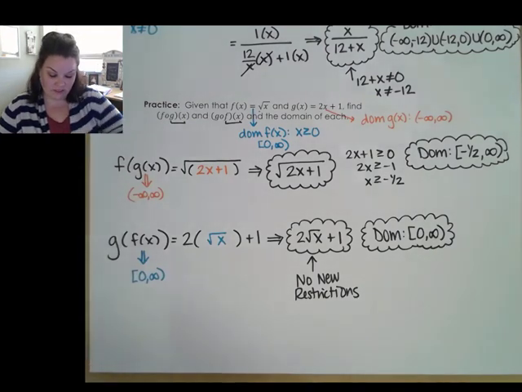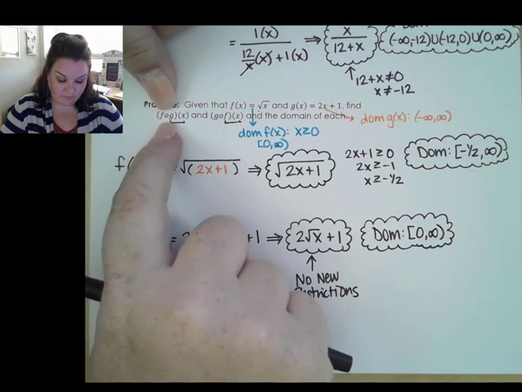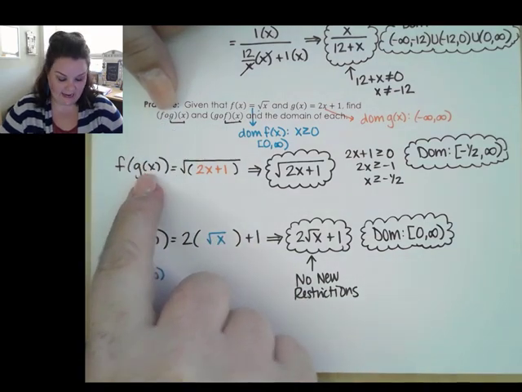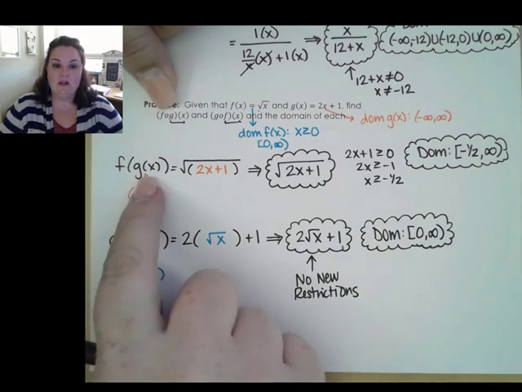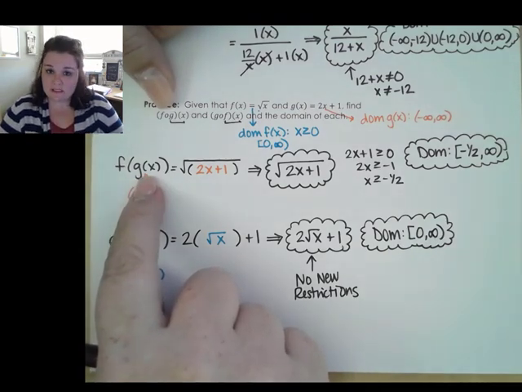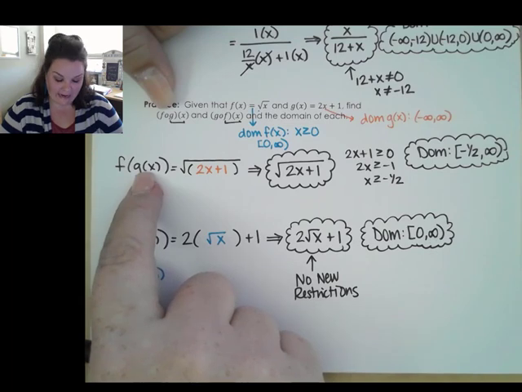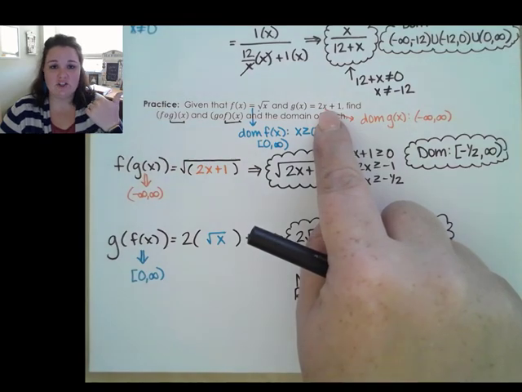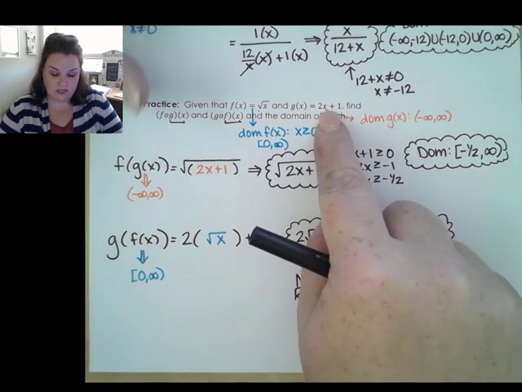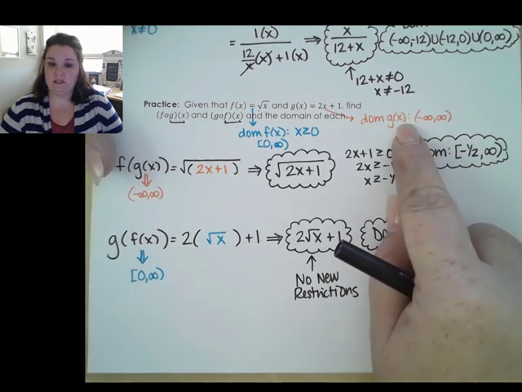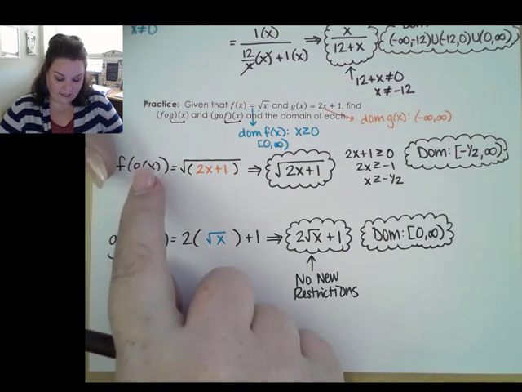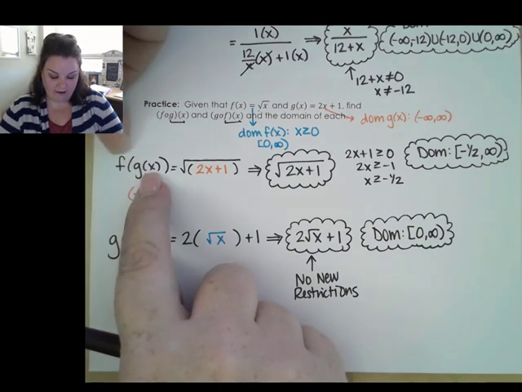So on the first one, they're wanting us to find f composed of g of x. So g of x goes on the inside and f is on the outside. Now, in order to be able to find the domain of this composed function, I need to know the domain of g. If I look at g, notice this is just a regular polynomial function. There's no denominators, there's no square roots. So that means there's no domain restrictions.